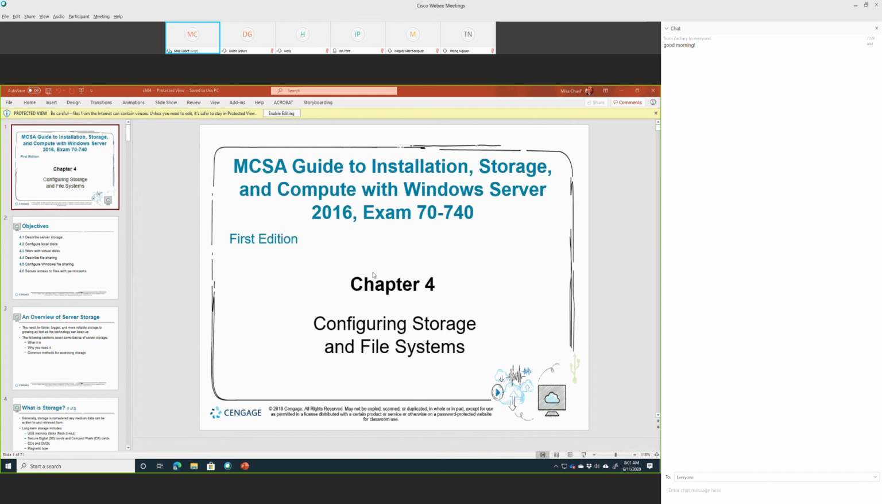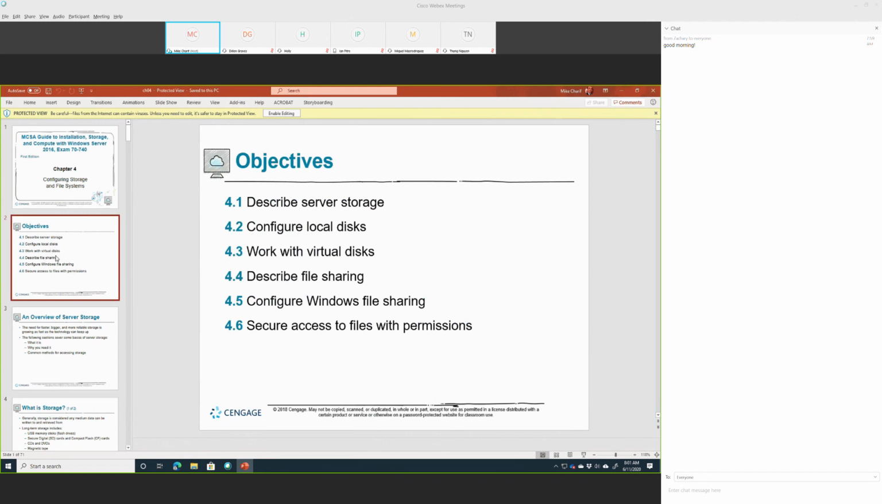And that's the objective of the chapter right here. We talk about describing server storage. Which is, sometimes when we talk about storage, it depends on what you're trying to accomplish, okay? Because we have a lot of different types of storage.